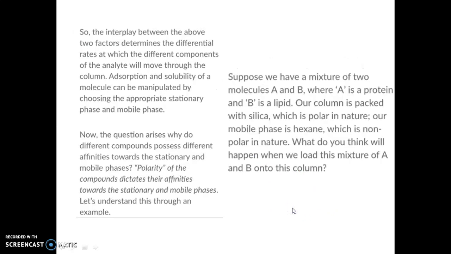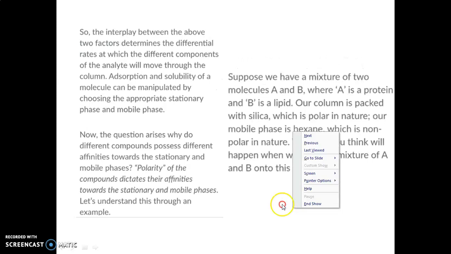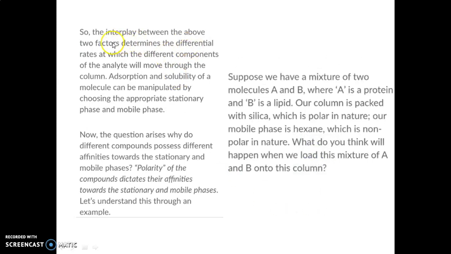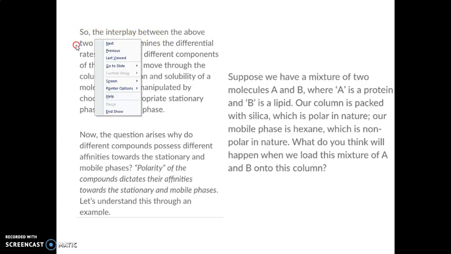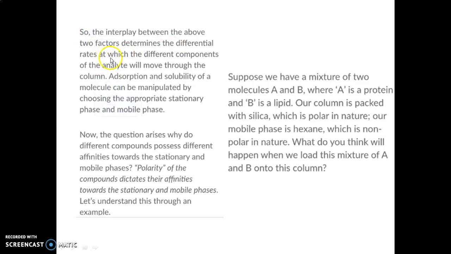That means it travels via the mobile phase. So the interplay between the above two factors, that means adsorption and solubility, determines the differential rate at which the different components of the analyte will move through the column. Adsorption and solubility of a molecule can be manipulated. How can we manipulate them? By choosing the appropriate stationary and mobile phase.